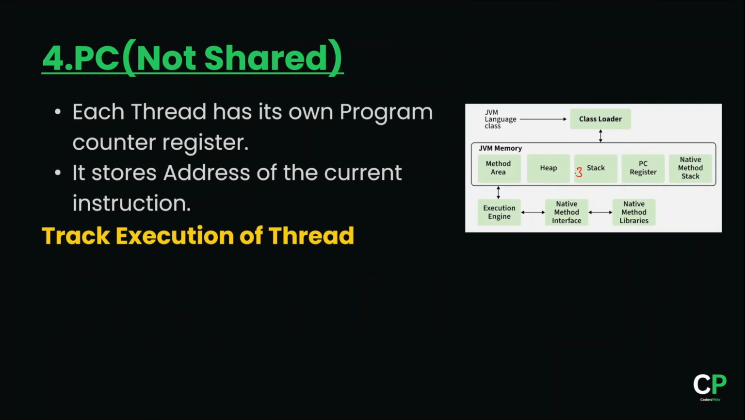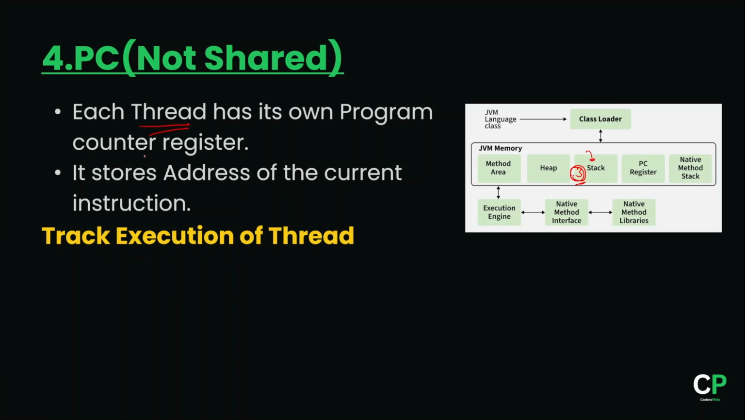So the stack, we understand about the stack. Stack is basically not shared among the threads. Every thread gets its own stack, and the stack stores the stack frame that stores the local variables and the frame data, like where to move after the function ends. And finally, the program counter register.